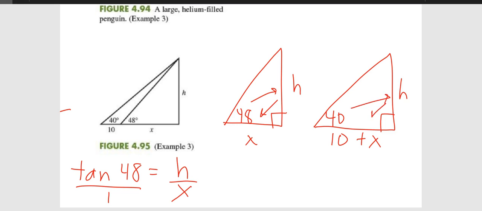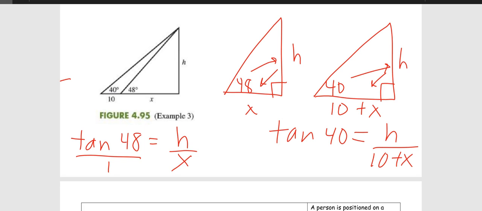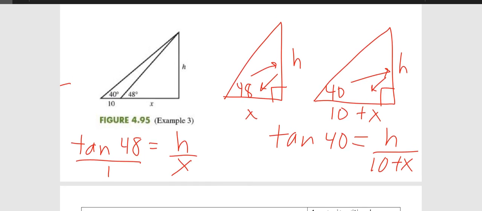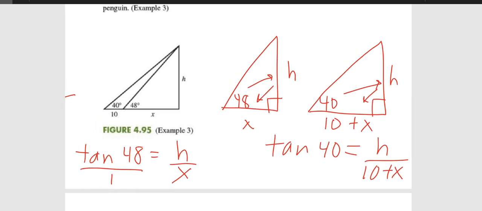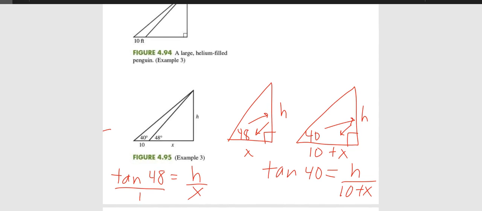Use the right one? Okay, let's see here. Tan 40 equals opposite over hypotenuse. Oh man, there's two variables in that. We got to connect these two equations? What if we solved each one of those equations for one variable? Do they each have an H in them? What if we solved that first equation for H?